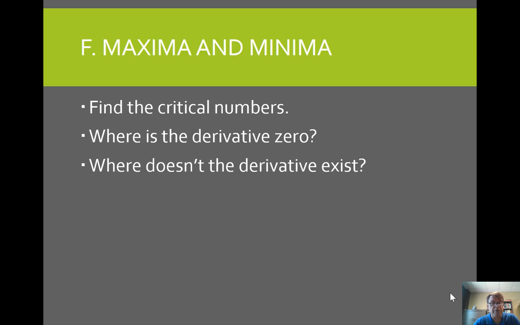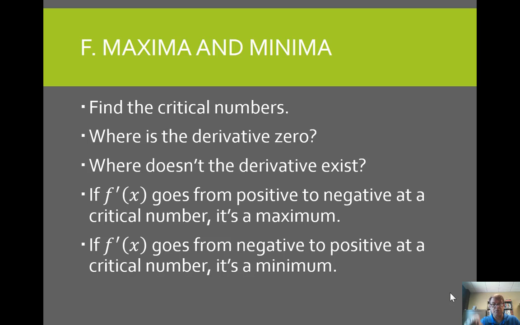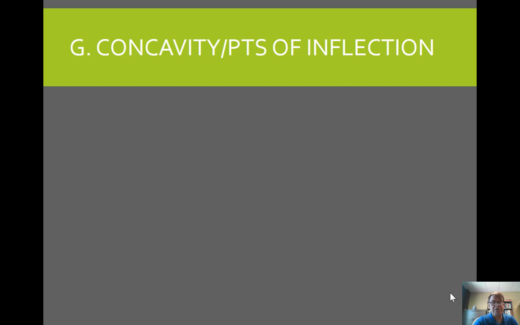Now, of course, another kind of critical number is where the derivative doesn't exist. So you're going to have an asymptote or an open spot in the function at that particular point. As I said, if the derivative goes from positive to negative at a particular critical number, it's a maximum. By the same token, if it goes from negative to positive at a critical number, then it's a minimum. Okay, I'm not going to remember all of them. We've done domain, intercepts, symmetry, asymptotes, increasing, decreasing, and now maxima and minima.